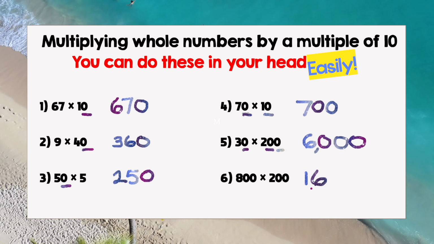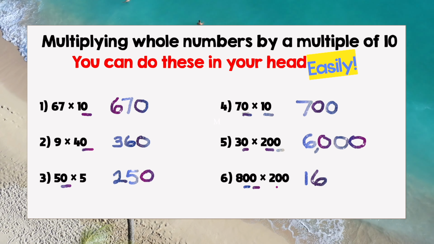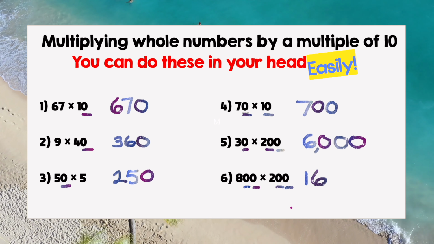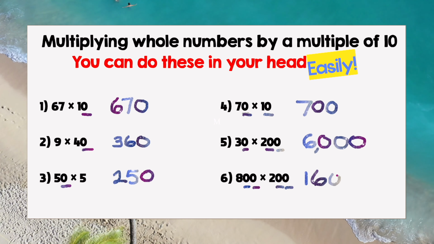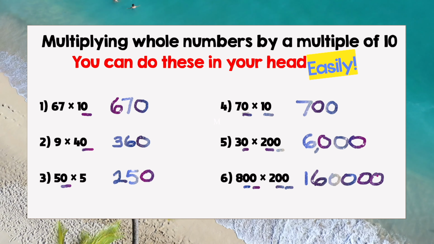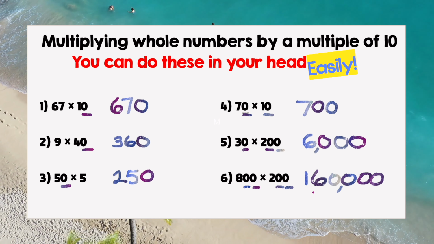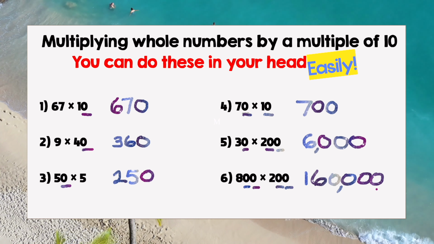And lastly, number 6, in the same way as we did number 5, 8 times 2 is 16. And we have 2 zeros here, 1, 2, 3, 4. So 4 zeros altogether. So that means, if we just add a comma here, the answer is 160,000.